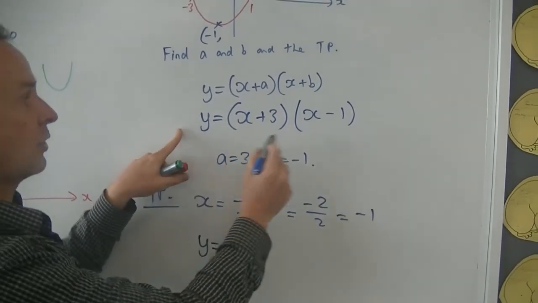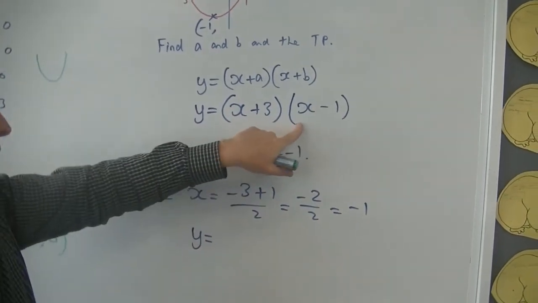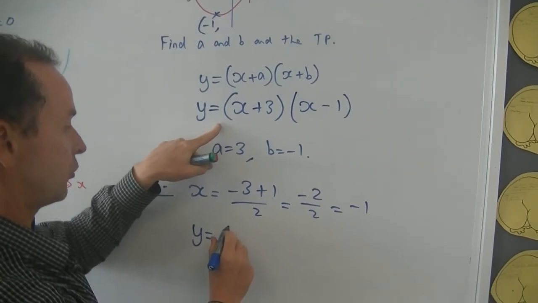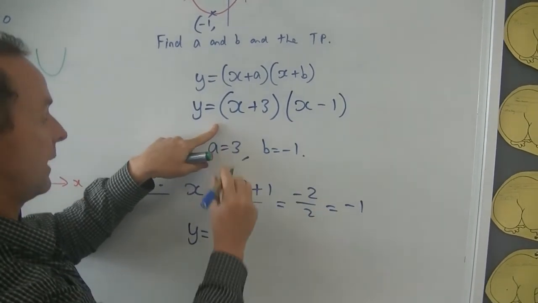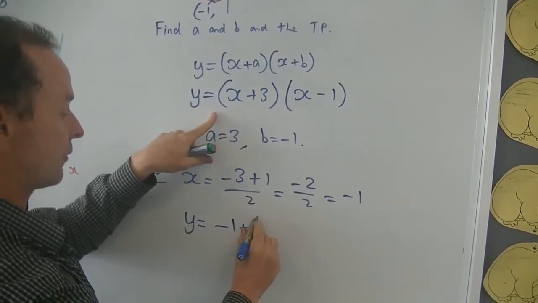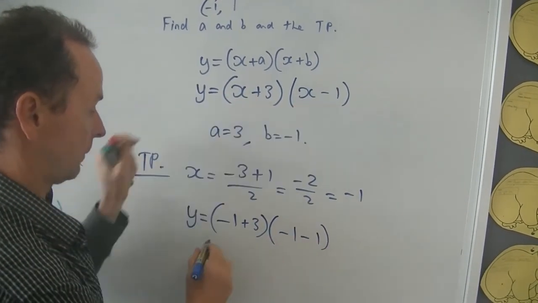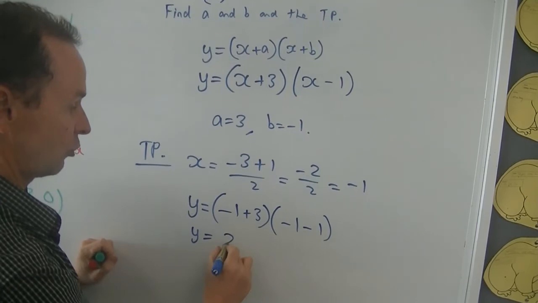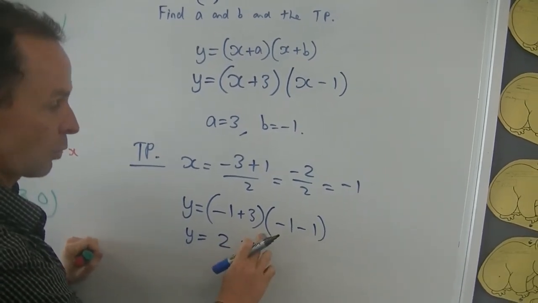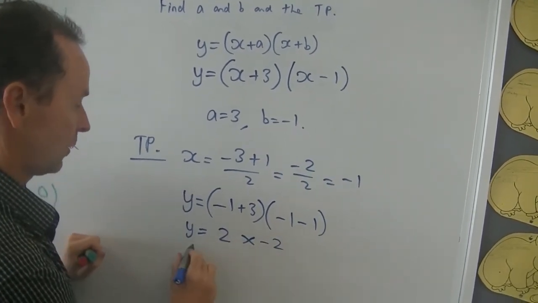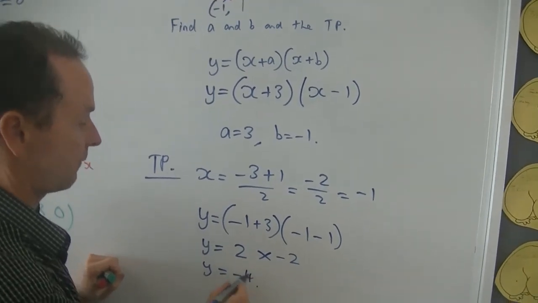And here's our equation so far. So it's in factorized form, that is fine. We'll just substitute our value in. So x is equal to negative 1. So we've got negative 1 plus 3, and here we've got negative 1 minus 1. So we can solve this. This would be 2 in the first bracket. Remember it's multiplied, and that one's negative 2. 2 times negative 2 is negative 4.